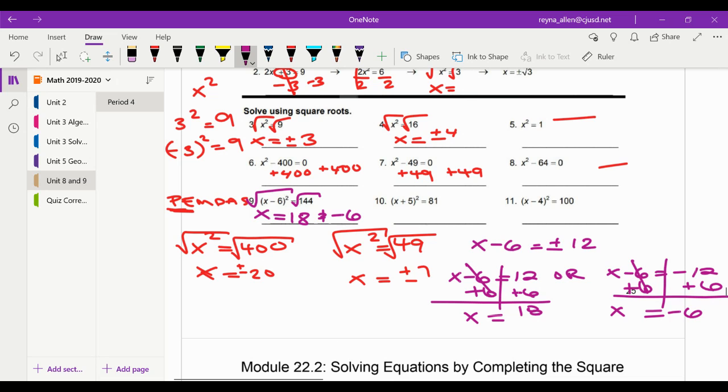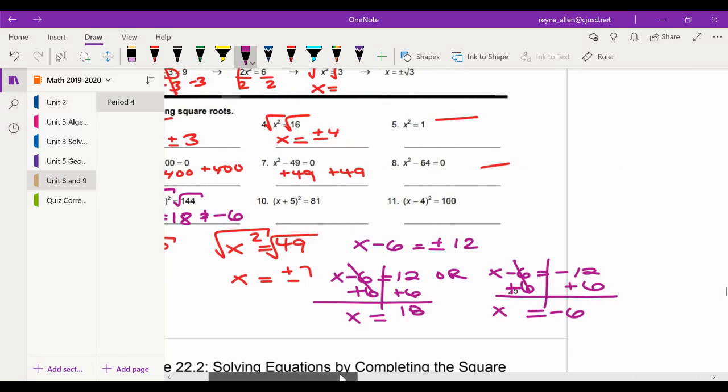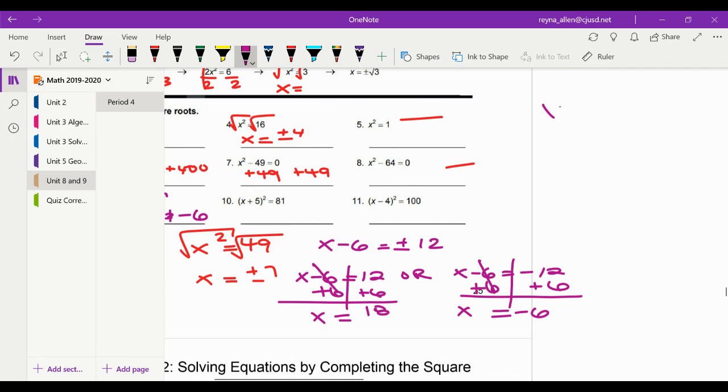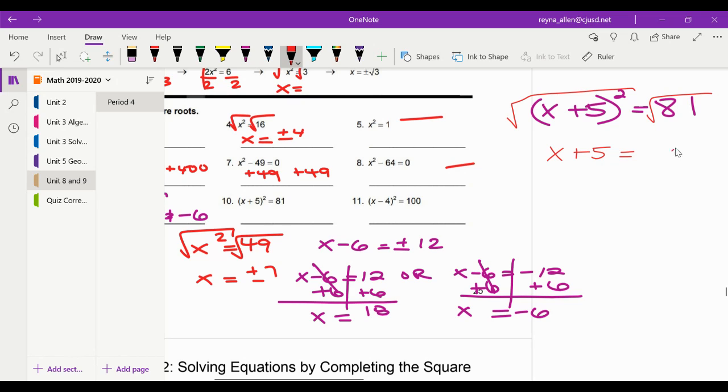Okay. So let's take a look at one more. I'll rewrite it over here so we have more space. X plus 5 squared equals 81. Okay, so we need to get rid of this squared first. So the opposite of squaring is taking the square root. What I do to one side, I do to the other. Okay. My square root and my square, they cancel each other out. So I'm just left with x plus 5. And then we take the square root of 81, which is 9.